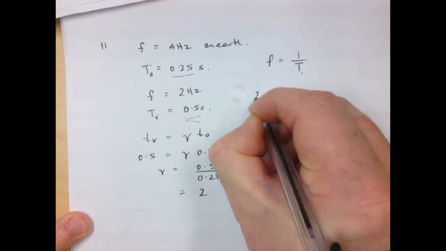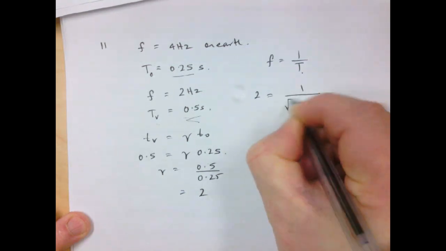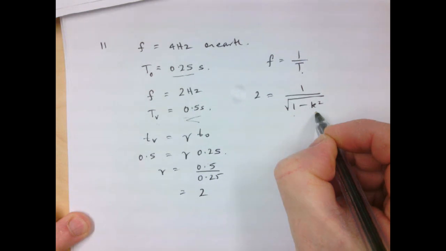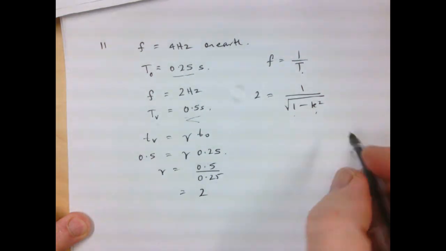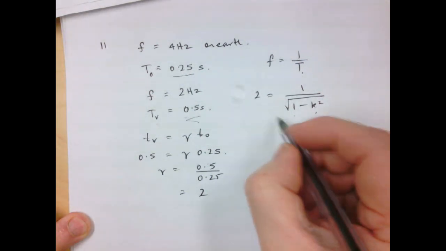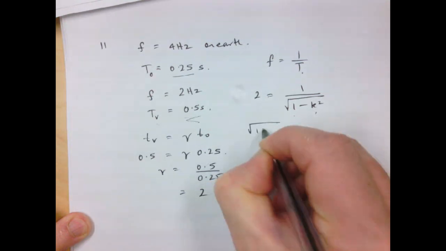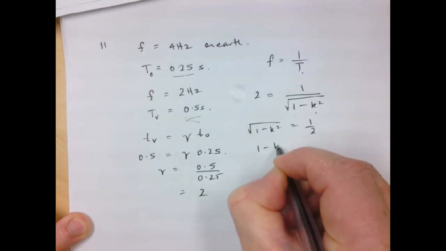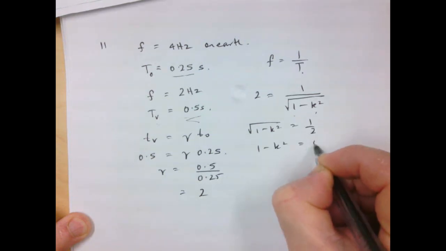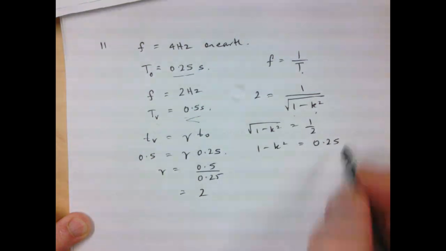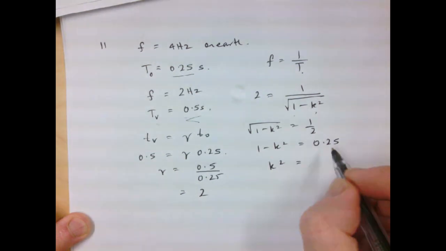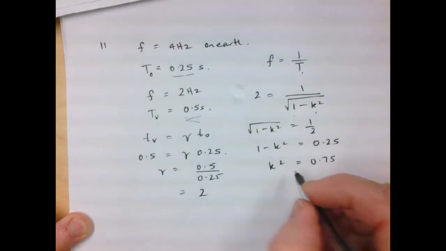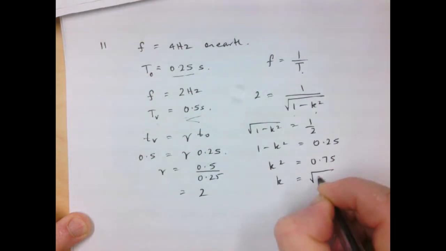We can say that 2 equals 1 over the square root of 1 minus k squared. Remember, we're using this little secret, using k here. Squaring both sides or multiplying it up, we get the square root of 1 minus k squared is equal to a half. Squaring both sides, 1 minus k squared is equal to a quarter, or 0.25. I'll start using decimals. So k squared would equal 0.75. So that goes over there, comes over there. And therefore k equals the square root of 0.75.